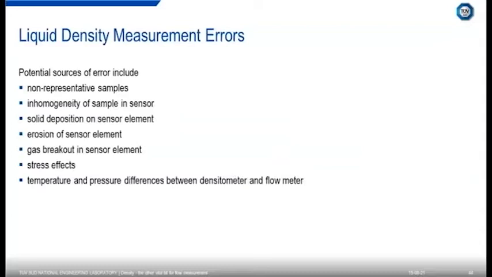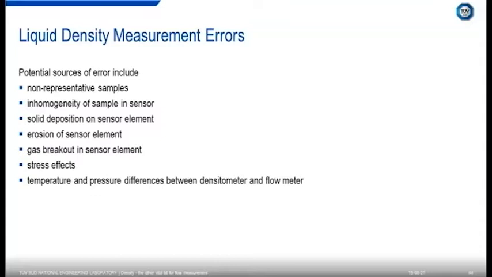If the densitometer is positioned somewhere where it's not getting a representative sample from the main flow line. Inhomogeneity of sample in the sensor. If you've got two liquid phases, for example, oil and water not homogenized, then that may cause problems. Solid deposition on the sensor elements will obviously cause problems by altering the oscillatory mass. Solid can also remove mass in the case of sand eroding the surface, and we've seen examples of both of those on units coming to us.